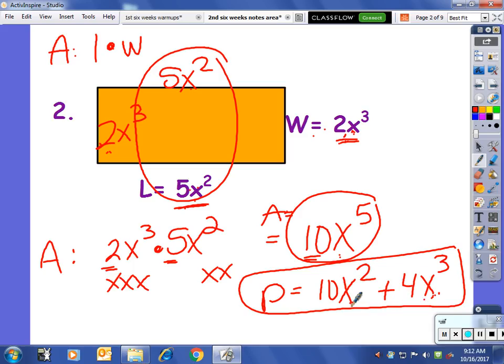However, on area, everything changes. Your coefficient and your exponent. Right? Are we good with that?